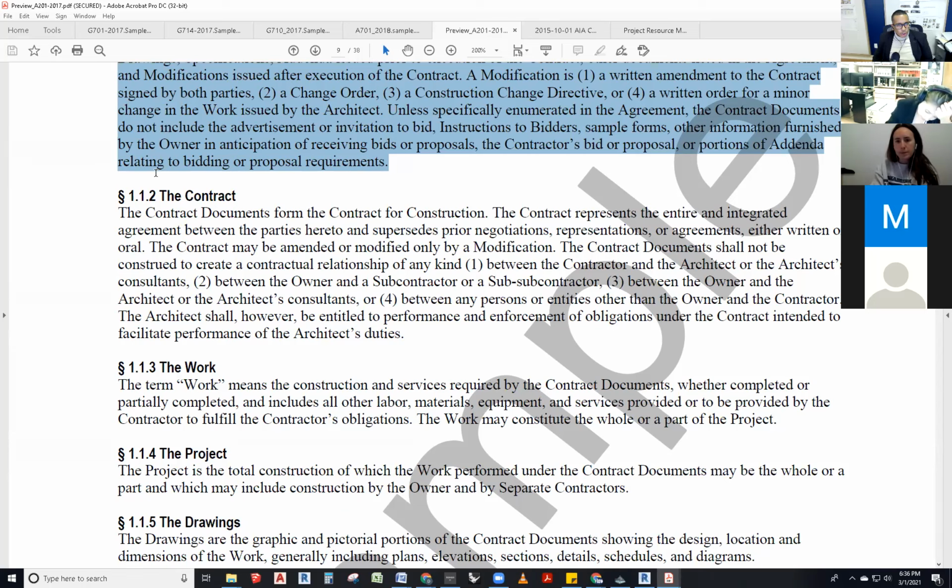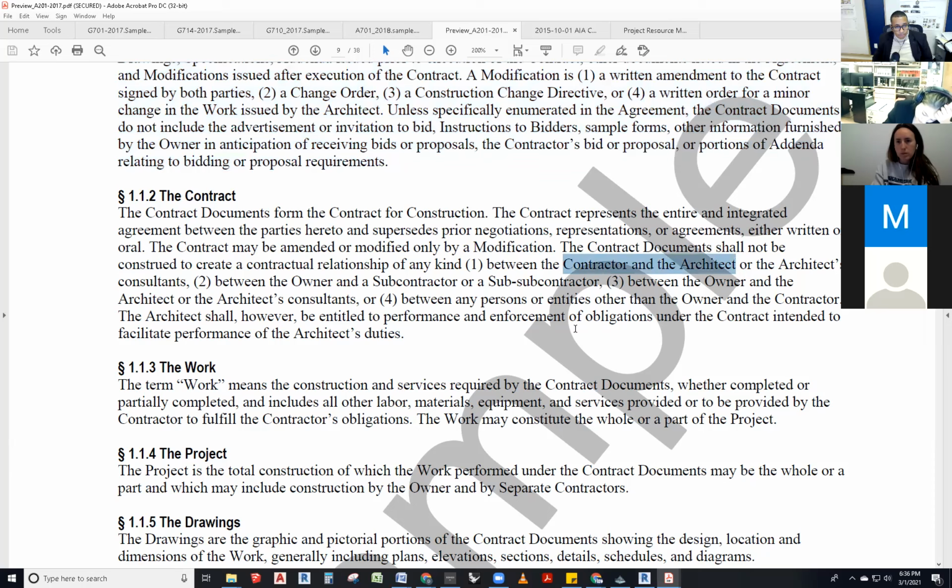The contract documents shall not be construed to create a contractual relationship of any kind between the contractor and the architect. Remember that? Or the architect's consultants, between the owner and a subcontractor or a sub-subcontractor, between the owner and the architect or the architect's consultant, between any persons or entities other than the owner and the contractor. Got it?